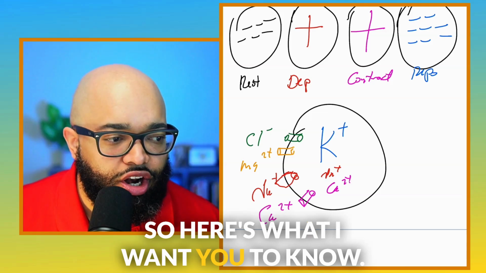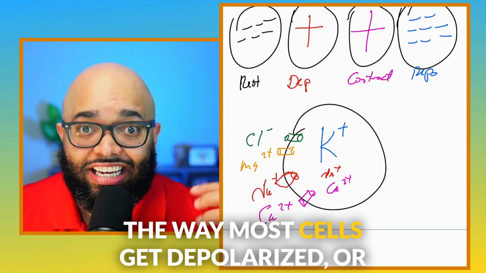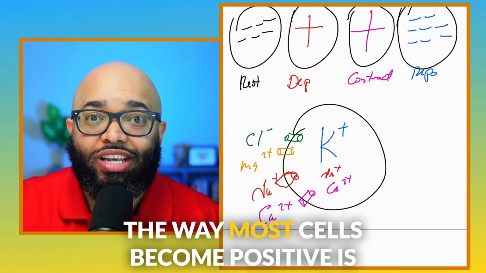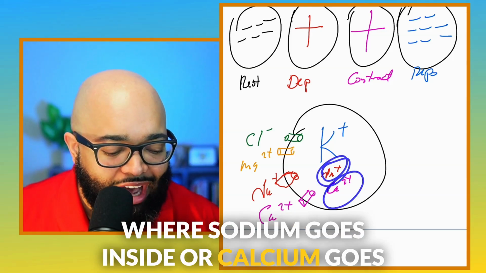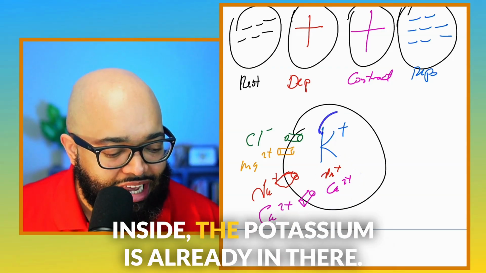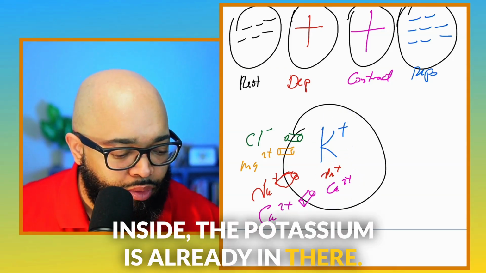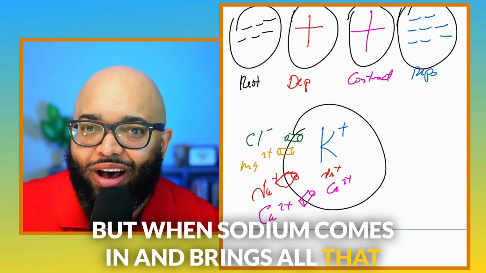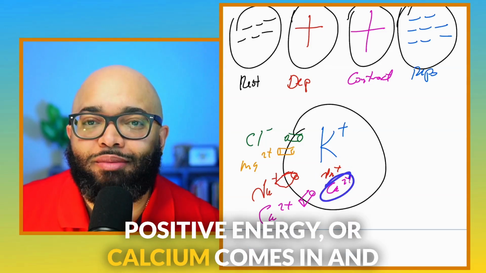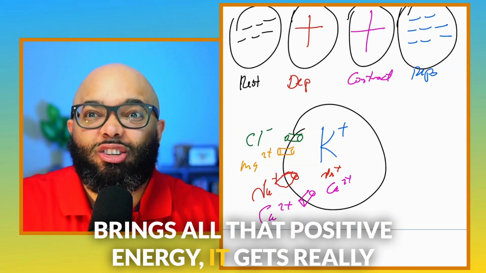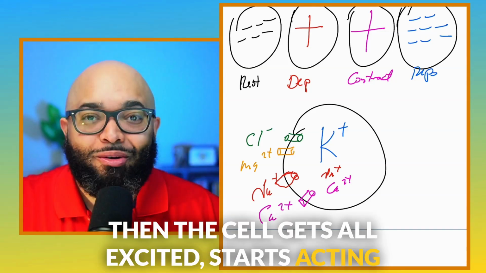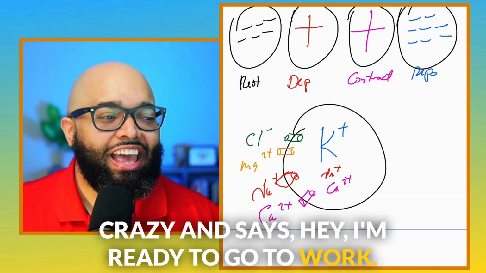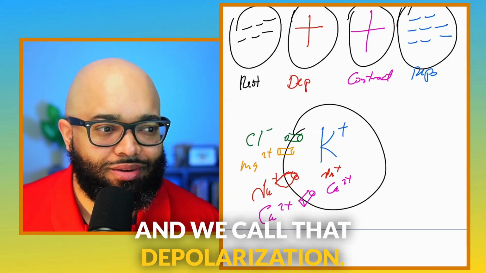So here's what I want you to know. The way most cells get depolarized, or the way most cells become positive, is where sodium goes inside or calcium goes inside. The potassium is already in there, but when sodium comes in and brings all that positive energy, or calcium comes in and brings all that positive energy, it gets really positive on the inside. Then the cell gets all excited, starts acting crazy, and says, "Hey, I'm ready to go to work." And we call that depolarization.